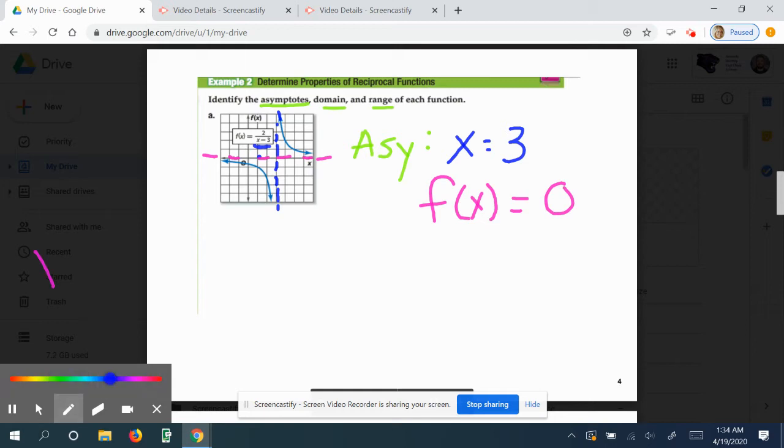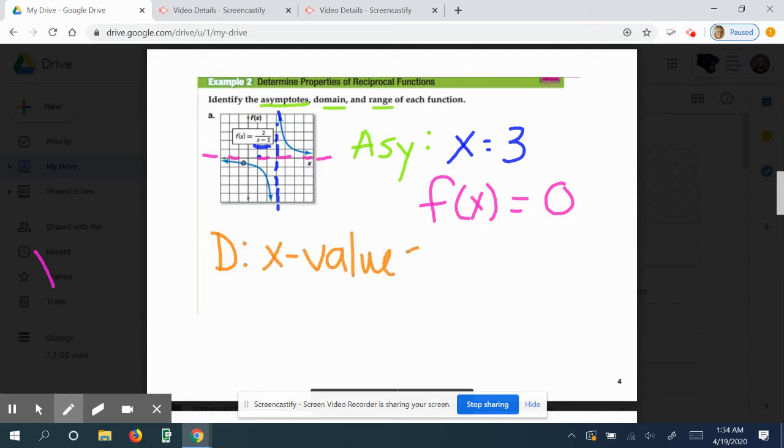So now we look at our domain and range. Remember, domain is our x values. And I can pick anything except for 3. So I just write it as this for simplicity's sake. x cannot equal 3. It can be any other number in the real number set. It just can't be 3.